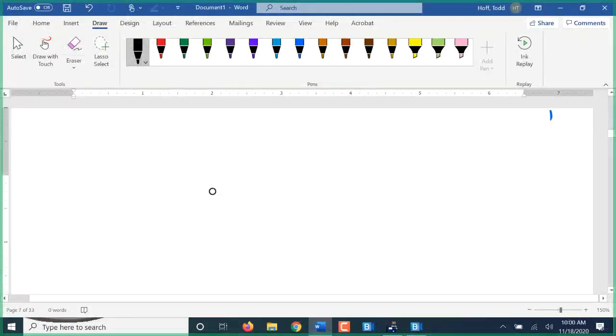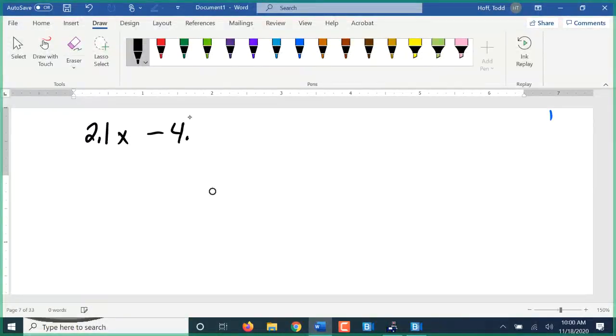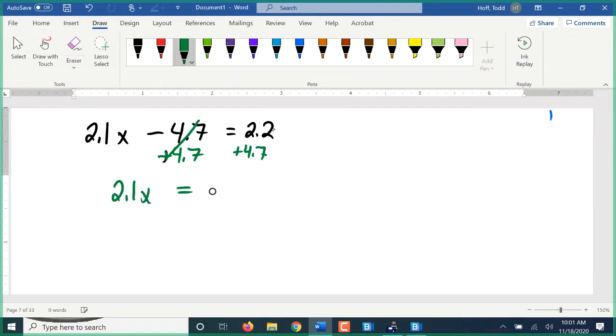We can run into something like this. 2.1x minus 4.7 equals, let's see here, 2.2. Let's go with that. So, to solve this, we're going to add the 4.7. 2.1x equals 2.2 plus 4.7 is 6.9. Then we have to divide by the 2.1.